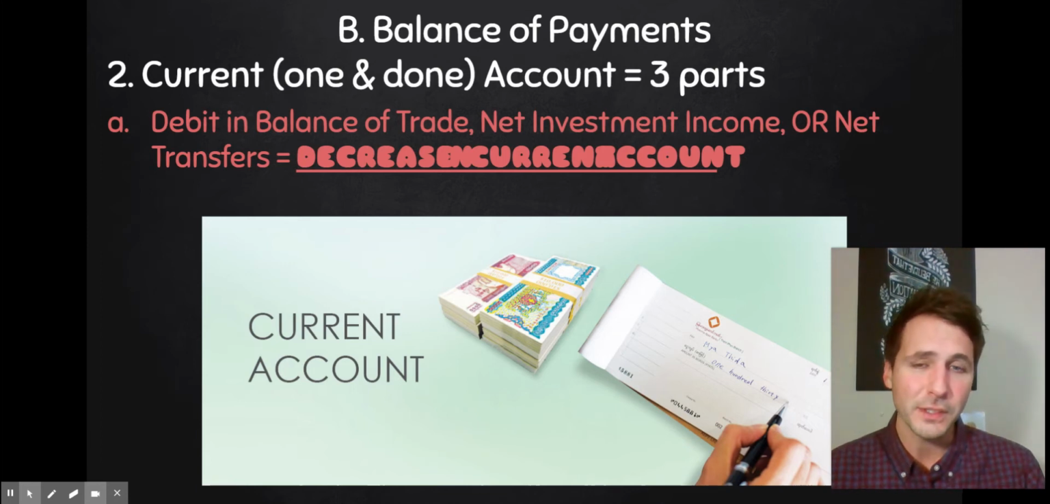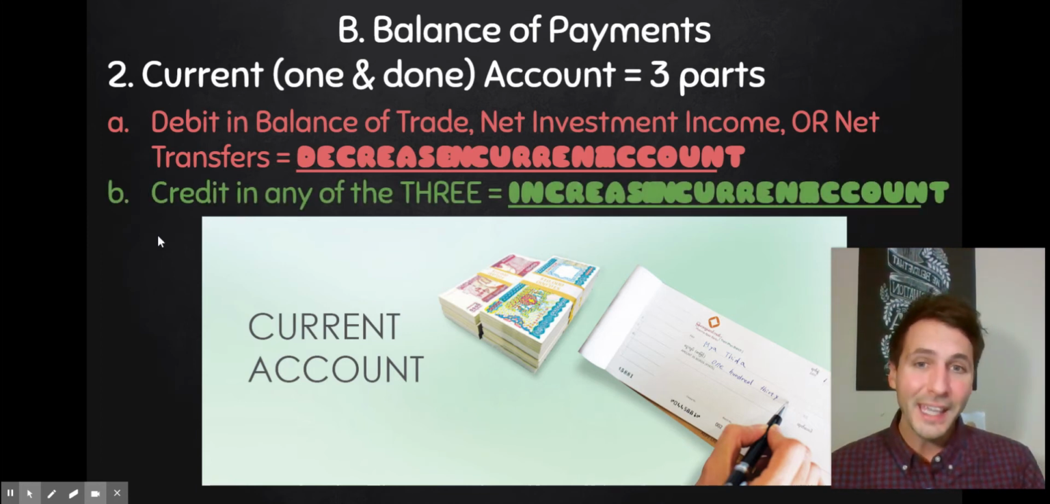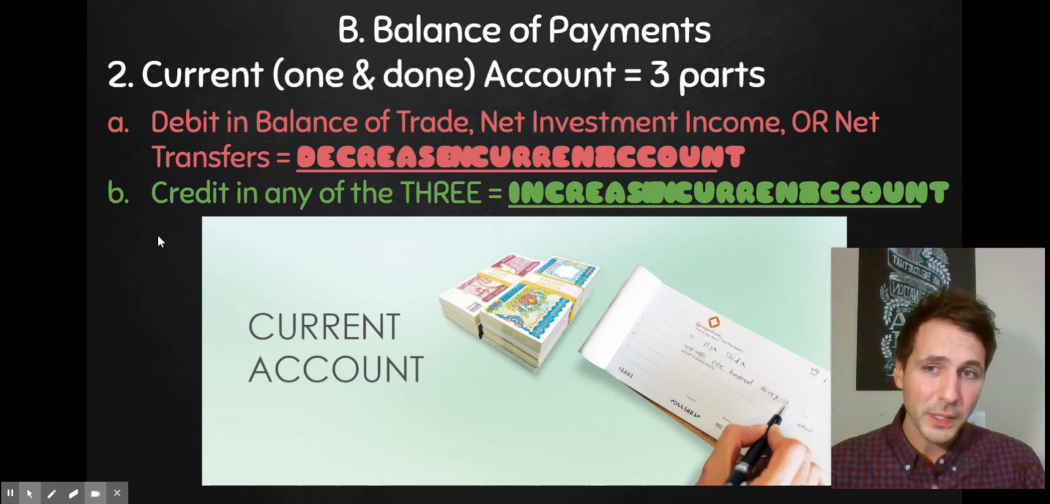But any decrease is going to be a debit, which means that any increase of the three is going to be a credit.